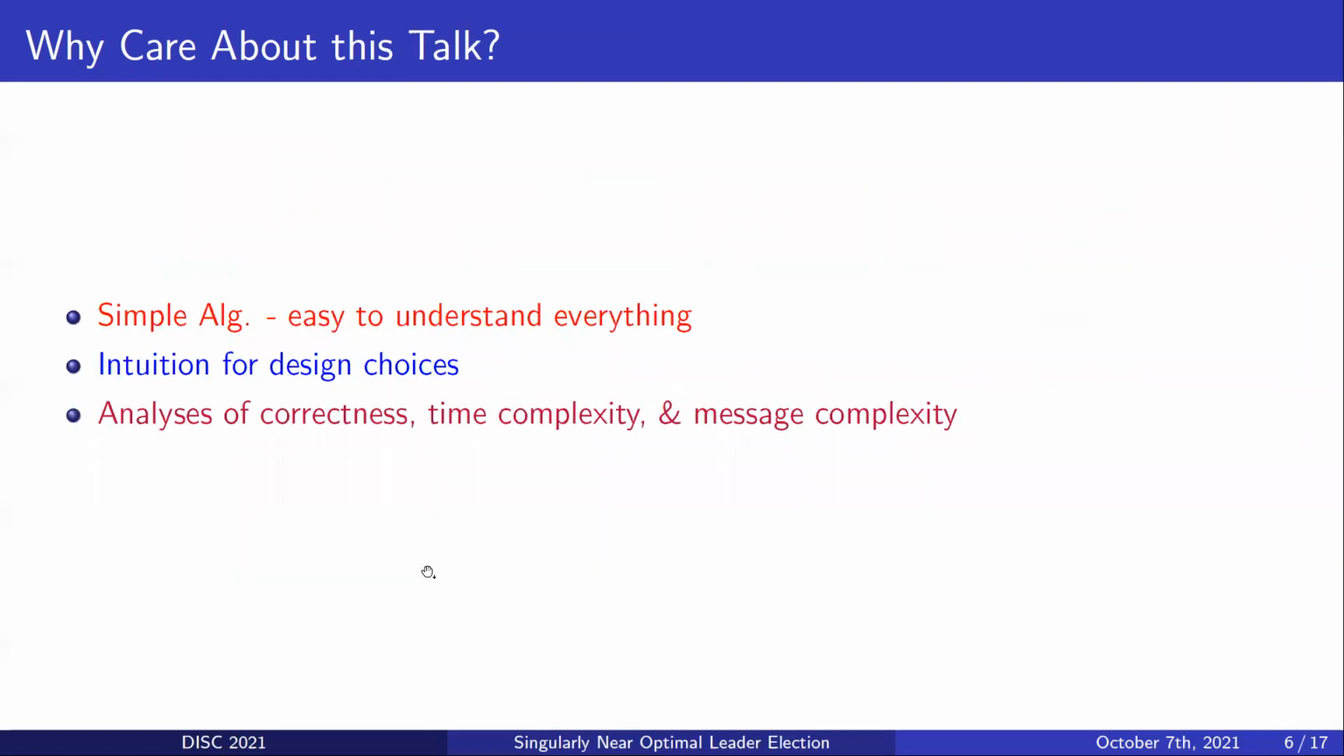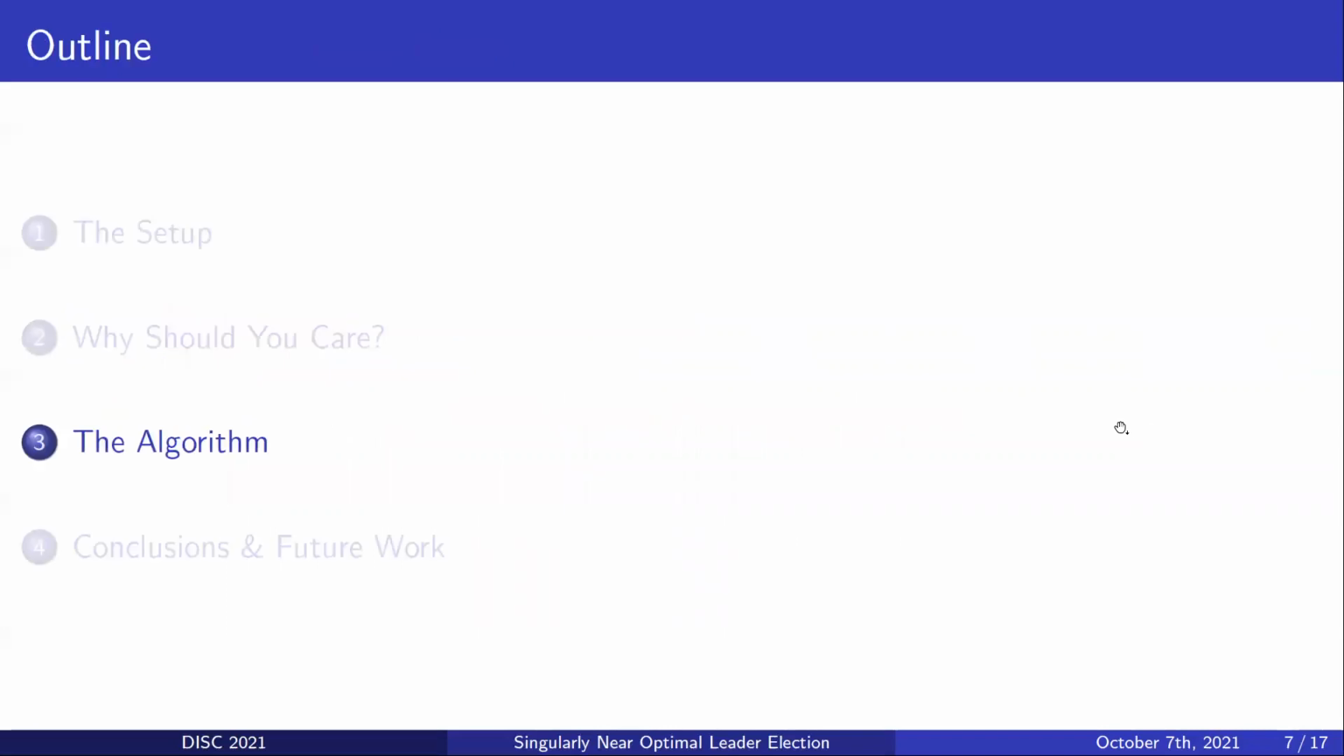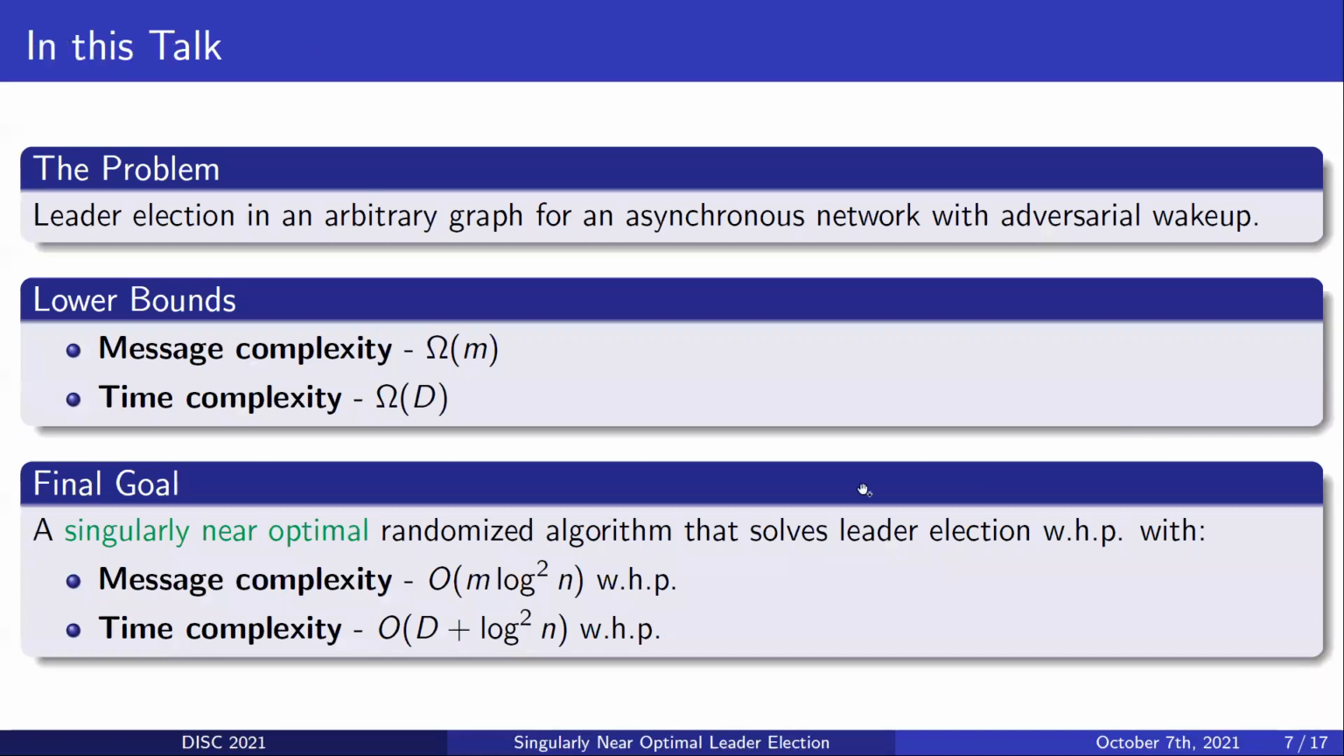Now, why should you care about this talk? What are you going to gain from this talk? Well, first of all, the algorithm that I'm going to present is quite simple, so it's easy to understand the entire algorithm if you just listen to the talk. Subsequently, another reason why you should care about this talk is that I will give some intuition for the design choices we made. And finally, in this talk, I'm going to talk about the correctness, and I'll give analysis for time and message complexities of the algorithm. With all that out of the way, let's jump into this algorithm itself.